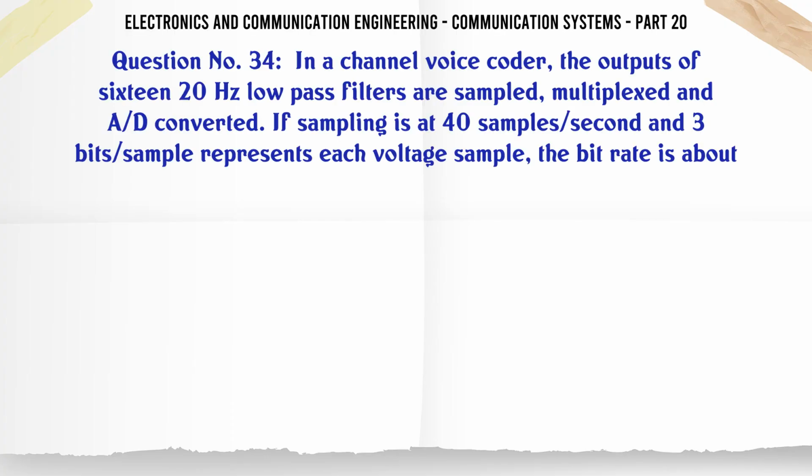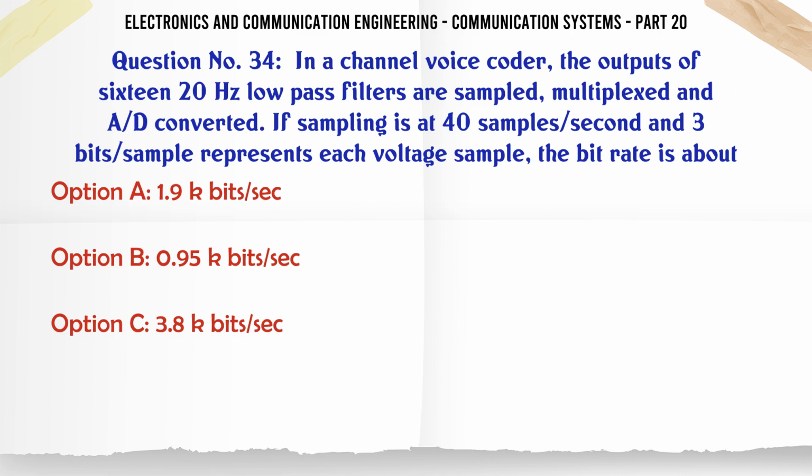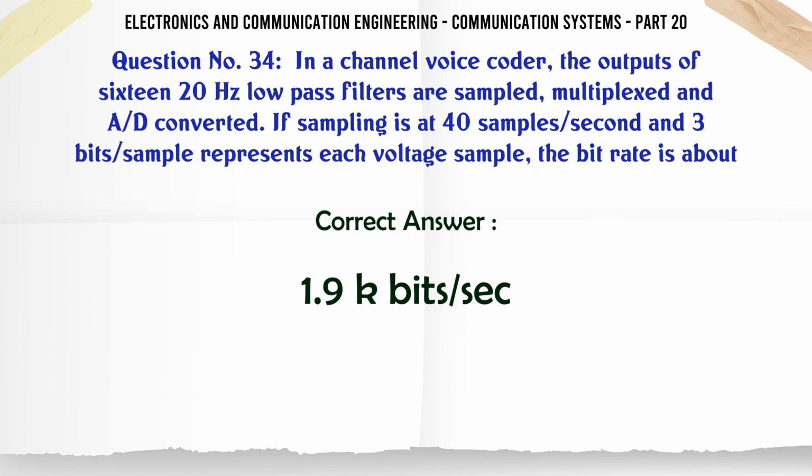In a channel voice coder, the outputs of 1620 Hz low-pass filters are sampled, multiplexed, and digitized. If sampling is at 40 samples/second and 3 bits/sample represents each voltage sample, the bit rate is about A. 1.9 kbits/sec, B. 0.95 kbits/sec, C. 3.8 kbits/sec, D. 7.6 kbits/sec. The correct answer is 1.9 kbits/sec.